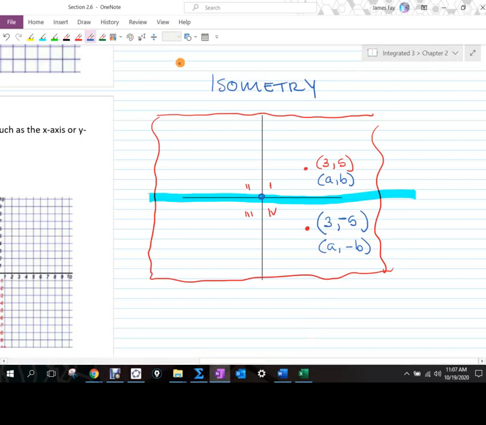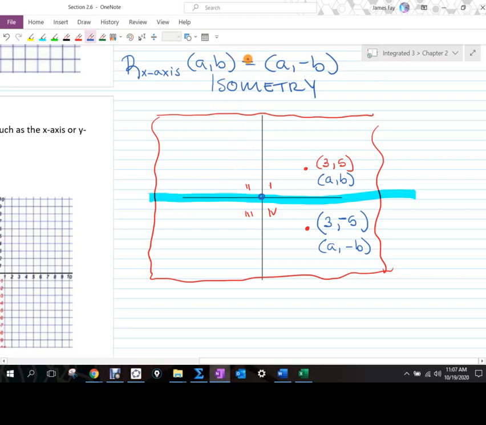And we had a rule that we probably wrote like this. We wrote a capital R, and then at the bottom we wrote x-axis. I was telling everybody what I was going to reflect it across. And then I said, if I start with the point A, B, it's going to turn into the point A, negative B. Have you guys ever seen that before?